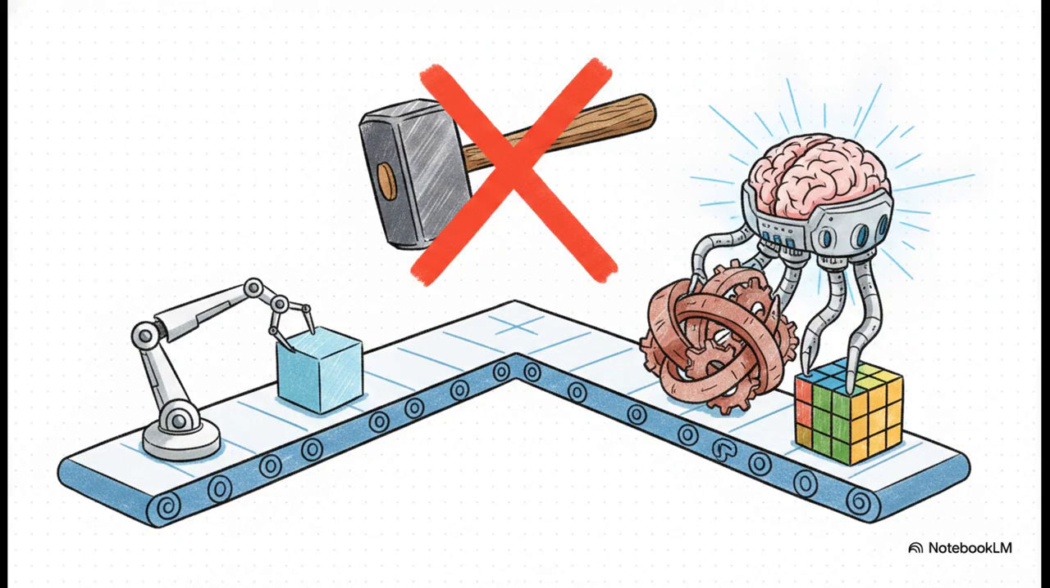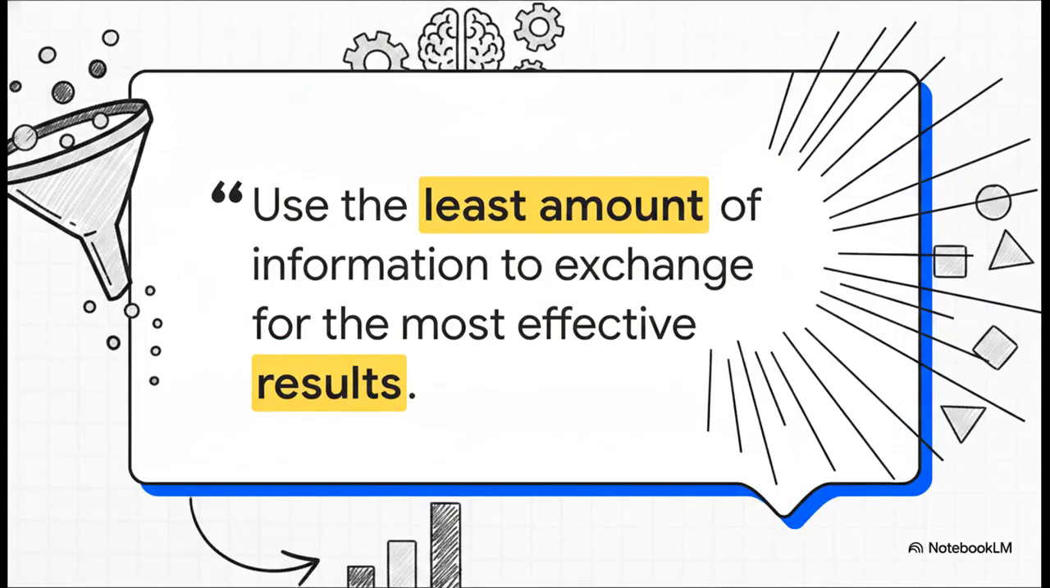And finally, step 3, dynamic model routing. Look, you've got to stop using a sledgehammer to crack a nut. Use cheap, lightweight models like the Flash or Lite versions for simple, high-volume tasks like formatting text or basic data extraction. Save your precious budget and only spend tokens on the expensive, high-logic flagship models when you truly need that complex reasoning. It all boils down to this one golden rule for modern AI mastery. Use the least amount of information to exchange for the most effective results. In this generative AI era, precision and efficiency will always triumph over sheer volume.